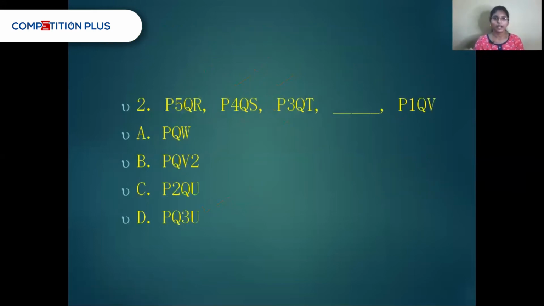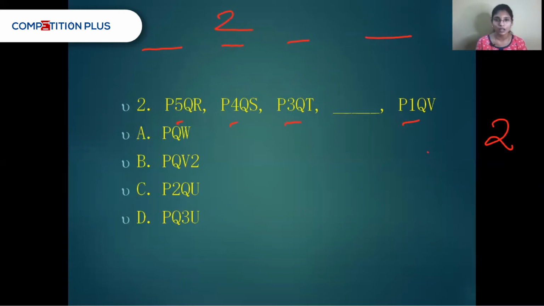P5QR, P4QS, P3QT, dash, P1QV. You have to find the missing term. Very simple. Again, you have numbers and letters. First, let us find out the logic of the number. 5, 4, 3, 2 should come. So this is a 4-letter term, and the next missing number is 2 only. But we should identify the position of the number. In all the terms, the number is placed in the second position. So place 2 over there.